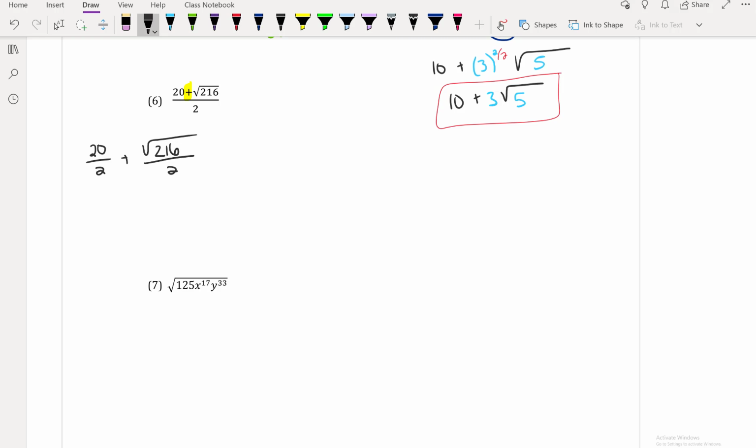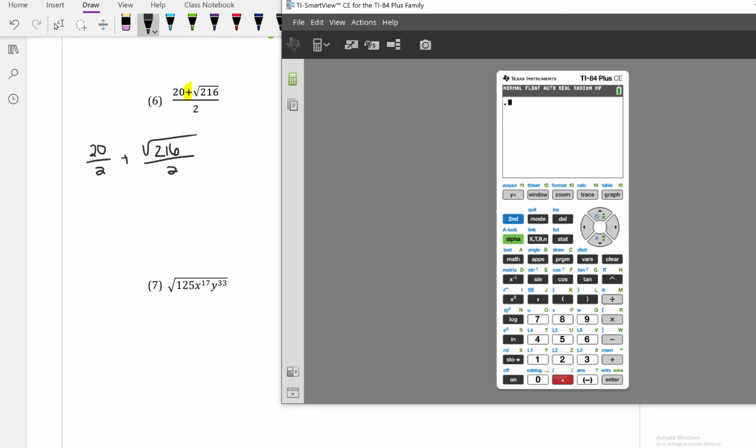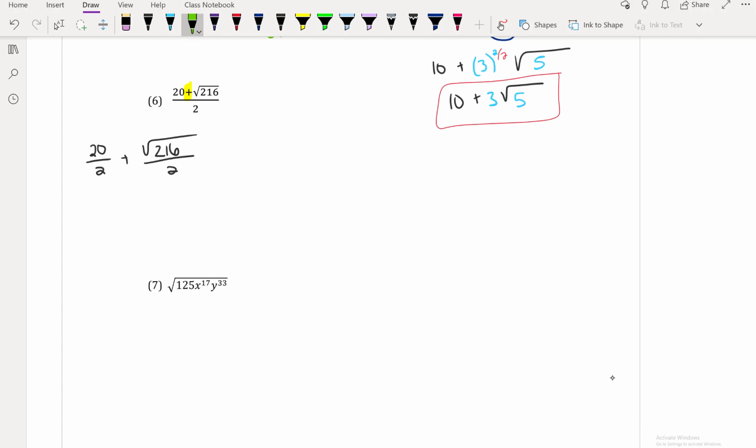Well, 20 divided by 2, you can go ahead and plug that into your calculator if you are confused. So that 20 divided by 2, in case you need to see it, is really 10. So I know that that is going to break down to 10. Okay. And I did that on my calculator. Now, what I really have to concentrate on here is going to be that second part. So I really have to break down that square root of 216.